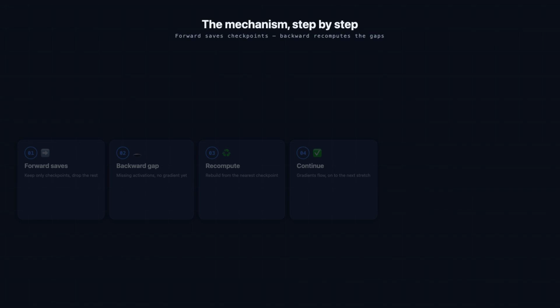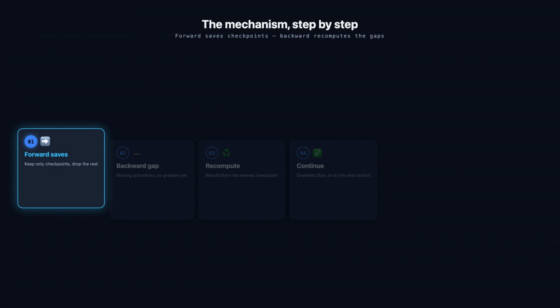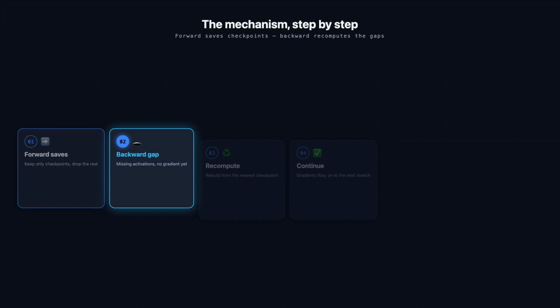Here is the mechanism as a loop, step by step. During the forward pass, the network keeps only the chosen checkpoint activations and discards everything in between, so memory stays low the whole way through. When the backward pass arrives, it reaches a stretch where the activations were thrown away. Those intermediate values are simply gone, so gradients cannot flow through the gap yet.